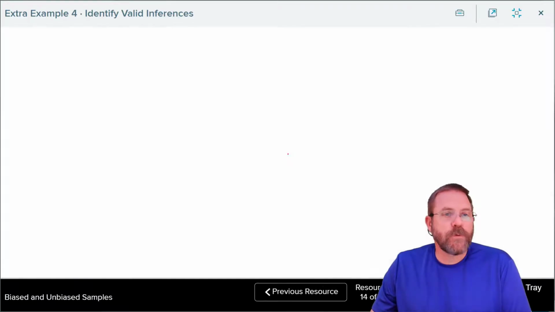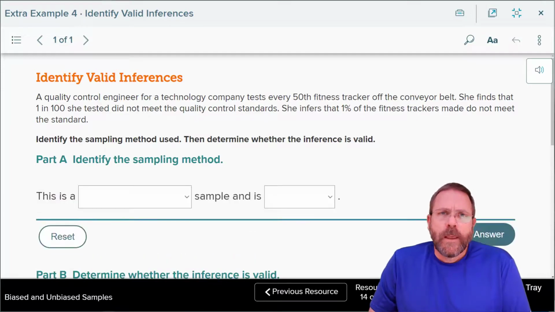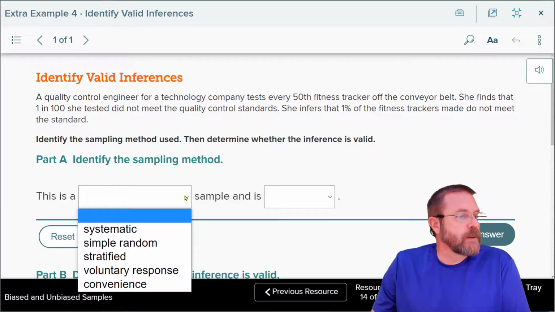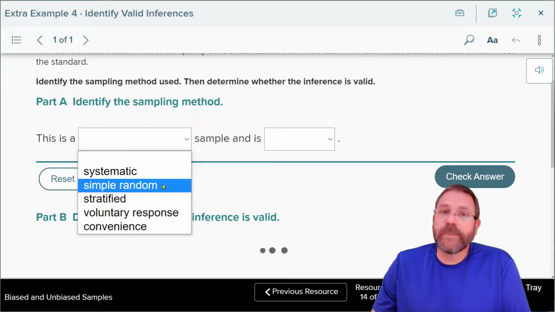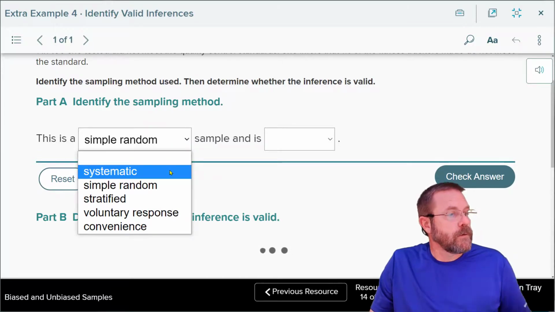And now we're going to skip over to the very last problem, extra example 4, which you're going to work on your own. A quality control engineer for a technology company tests every 50th fitness tracker. So right there you have a random sample taking place on the conveyor belt. She finds that 1 in 100 did not meet the quality control standard and infers therefore that 1% of the fitness trackers do not meet the standard. First, what type of sampling method is being taken? That is just going to be a simple random sample. I'm sorry, that's going to be a systematic sample.